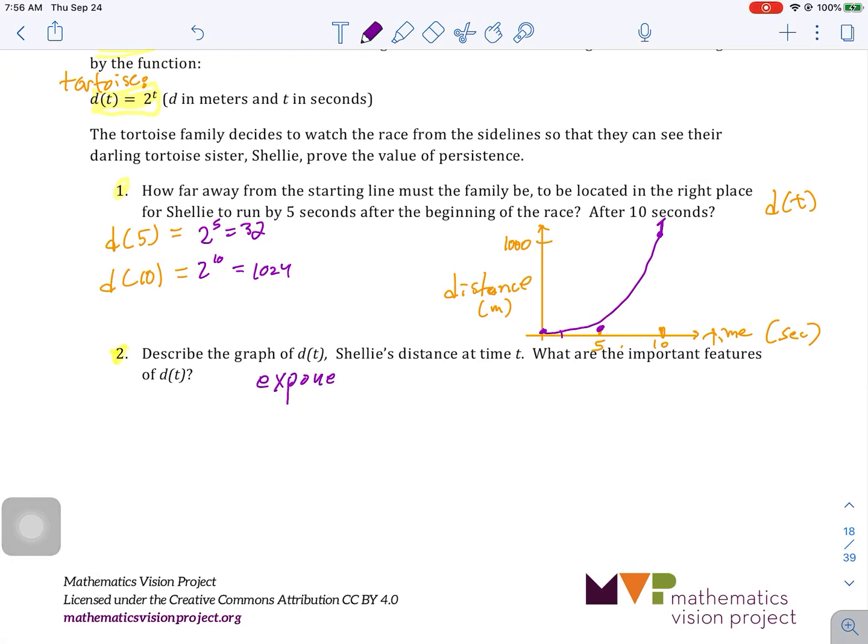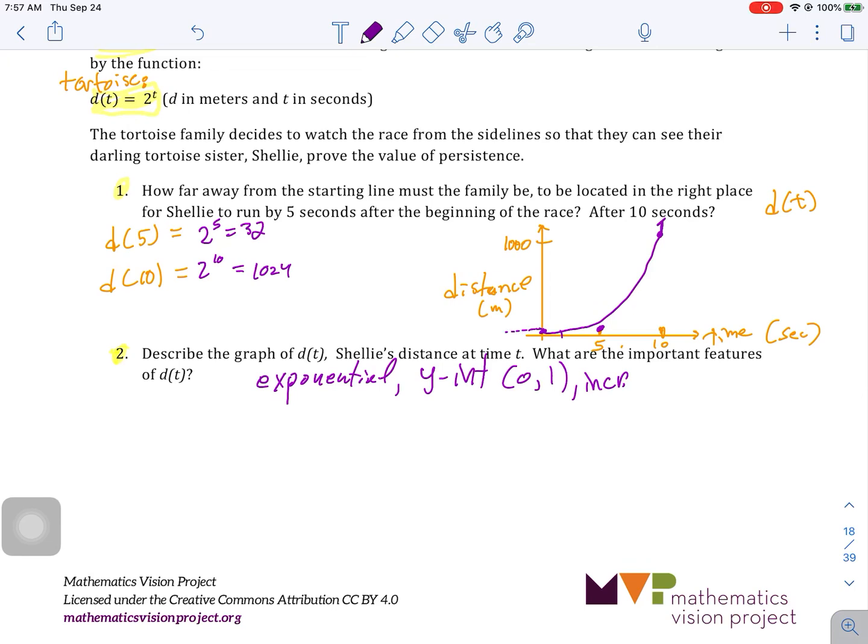It's an exponential. There's a y-intercept at 0, 1. It's increasing. Describe the graph d of t, Shelley's distance at time t. What are the important features of d of t?